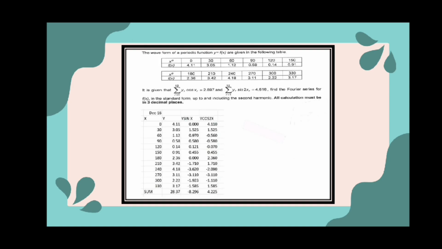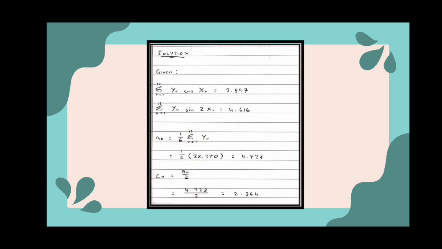Here is an example of a set of data. This question requires calculations in 3 decimal places. Find the Fourier series function in the standard form up to and including the second harmonic. yr cos xr and yr sin 2xr are given, which we can use to find A1 and B2. To avoid confusion while doing the calculation, the answer method is arranged as A0, C0, next A1, B1, C1, and then after that calculate A2, B2, C2, and finally alpha 1 and 2.